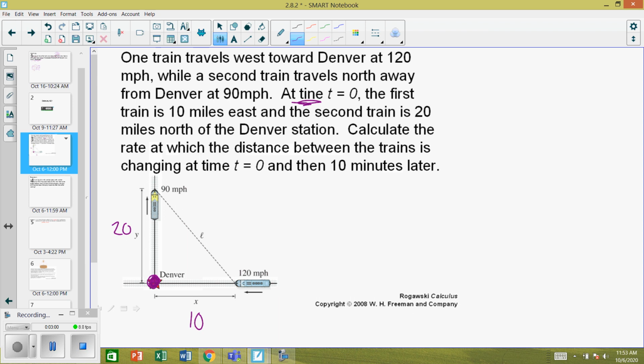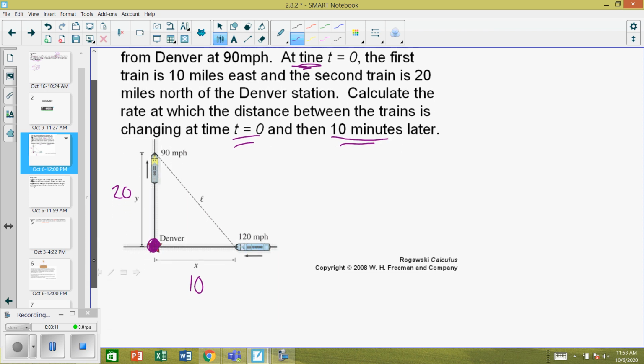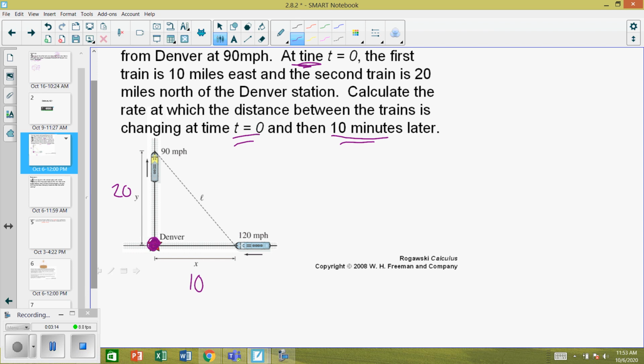Calculate the rate at which the distance between the trains is changing at time equals 0 and then 10 minutes later. So that's the new part. At time equals 0, this picture right here is already drawn at that exact moment in time. Remember, any picture we draw is at a moment in time, in this case, at time equals 0. So it wants us to calculate the rate at which the distance between the trains is changing. It's asking us to figure out dz over dt. That's what it wants us to know.